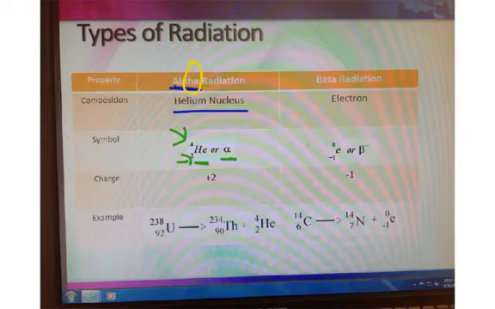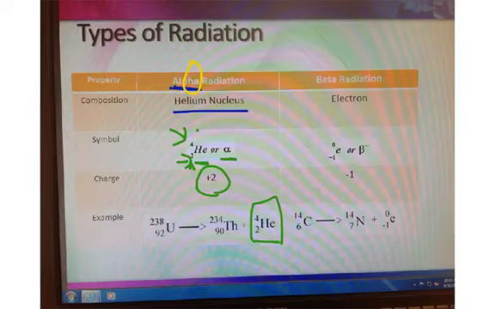Because it's the helium nucleus, it is made up of 2 protons and 2 neutrons, so that's where it gets its mass of 4, and it gets its 2 protons, which you would think of as the atomic number, but that's actually the charge of 2. So when you look at this, it's got a +2. Then how you can look at the example is you try to find one of these particles in a formula, and here's your alpha particle. So this would be an alpha radiation reaction.